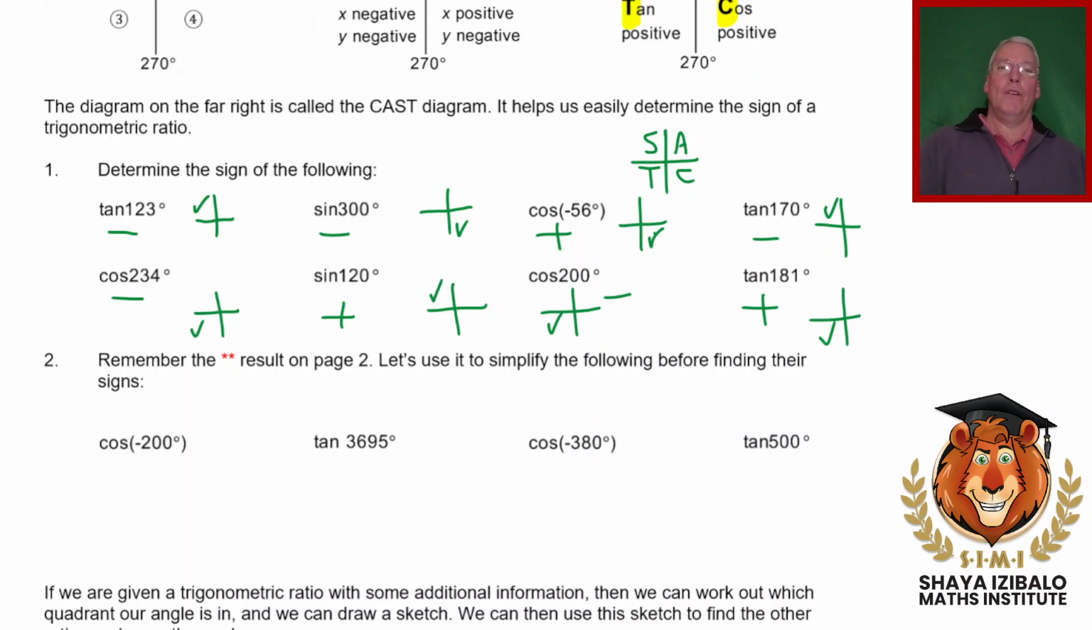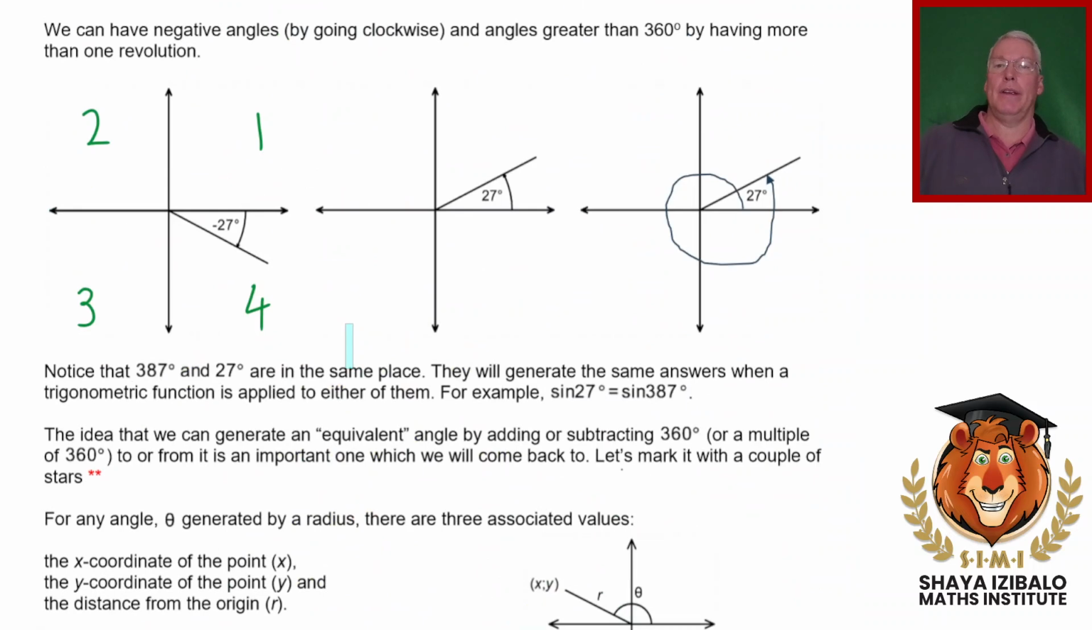Now, we're going to refer back quite often to a result from page 2 of our trigonometry. Let's just see what that result says. What it says is that if we are anywhere and we add 360 degrees, a full rotation, we get back to exactly the same place. If we're at 27 and we add another 360 degrees, we get back to exactly the same place. Likewise, if we subtract 360 degrees, a full rotation, we get back to the same place.